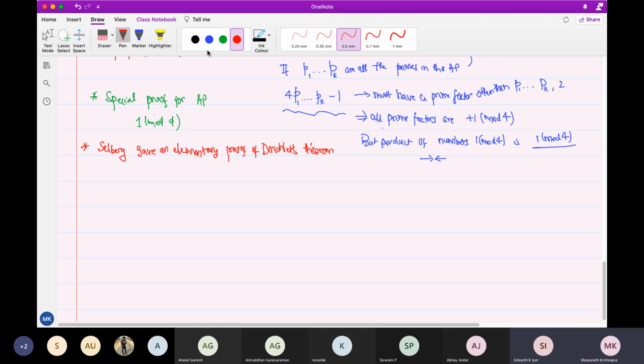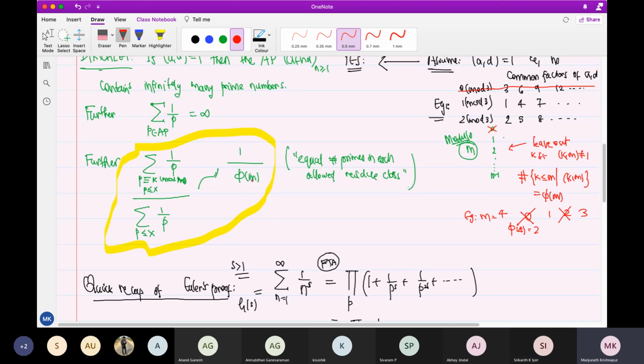Manju, can you explain again what this phi m was? So phi m is just how many numbers in 1 up to m are co-prime to m. So these are the numbers which form a multiplicative group. If you take Z mod m, we will denote Z mod m star as this set.